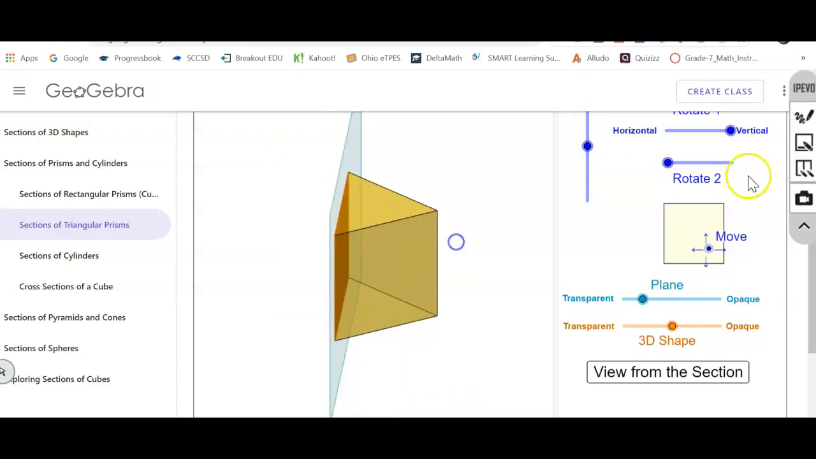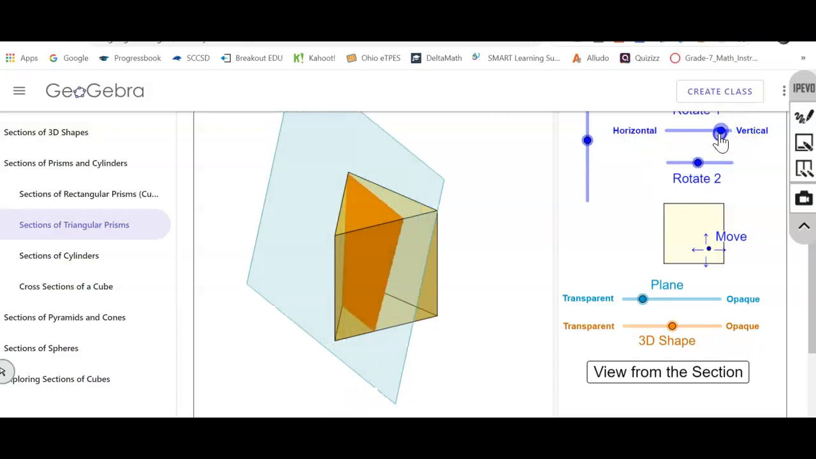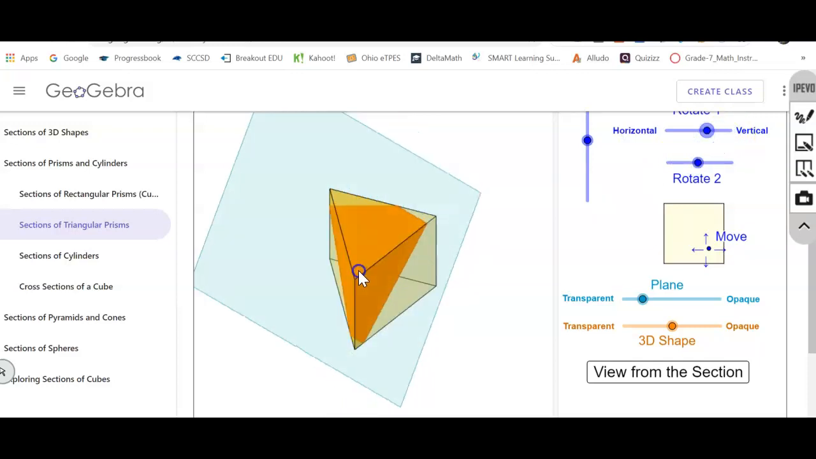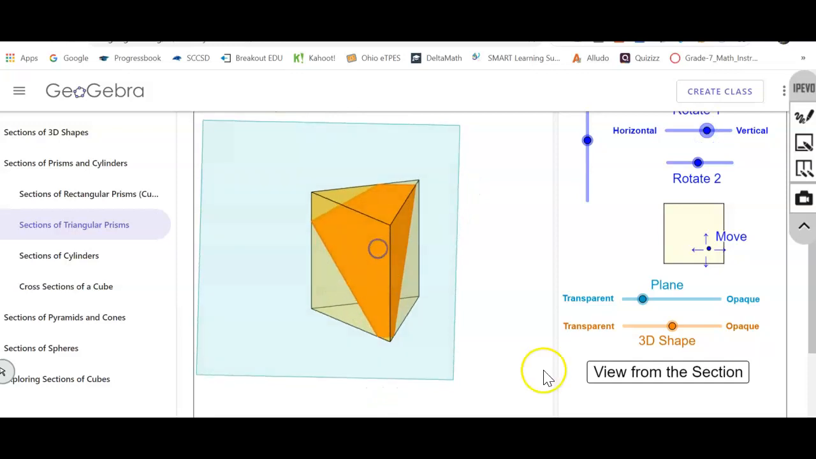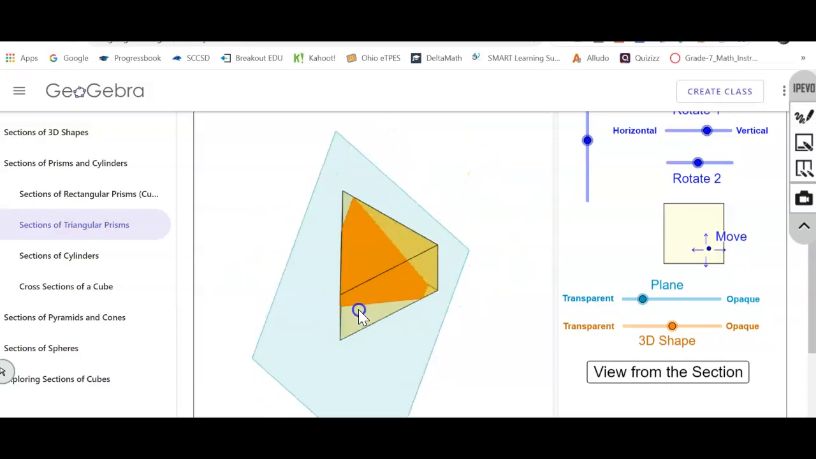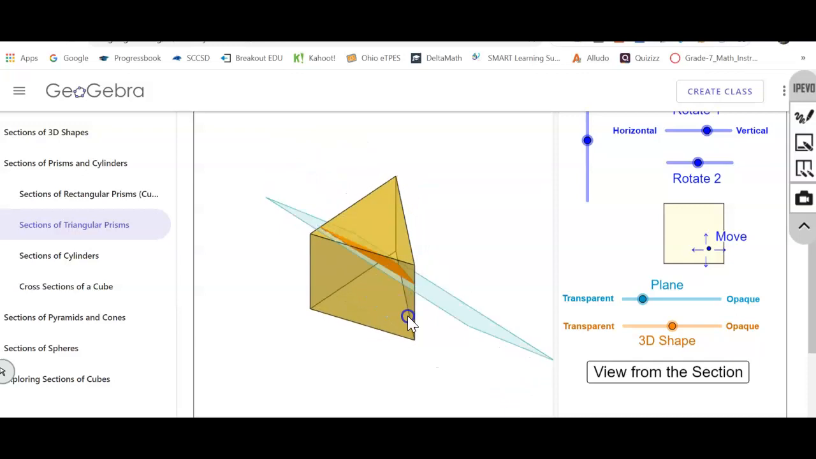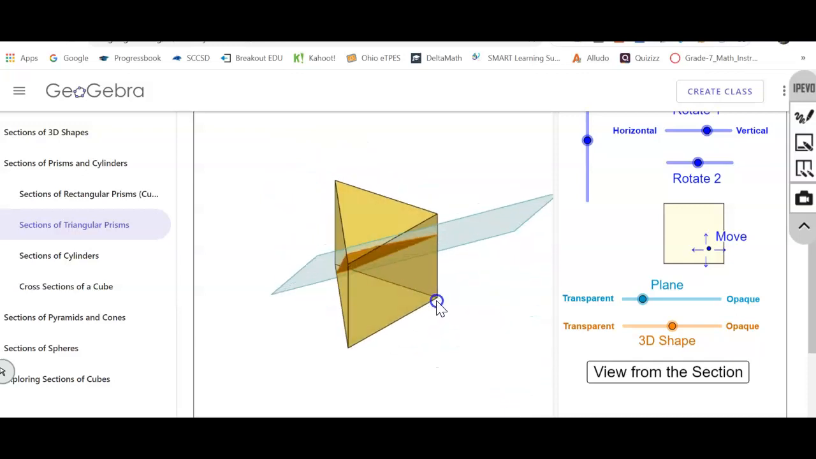All right, see, here's what I do is I just kind of turn these. I don't want to go up and down that way. I want to rotate this. Then I'll rotate this. And then if I click view from section, it'll show me all the sides. 1, 2, 3, 4, 5. I got it. And then you can spin it around and see. That slice goes through part of each side.